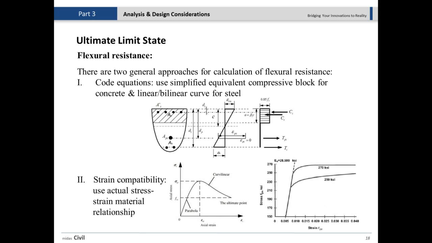And another method, which is more sophisticated, is the strain compatibility method, where we can use the actual stress-strain material properties. So definitely you get better results when you do the strain compatibility. But to be on the safer side, you can follow the codes. So always the code equations are more conservative compared to the strain compatibility. But strain compatibility is also completely reliable and a safe design. So you can simply follow that one too.